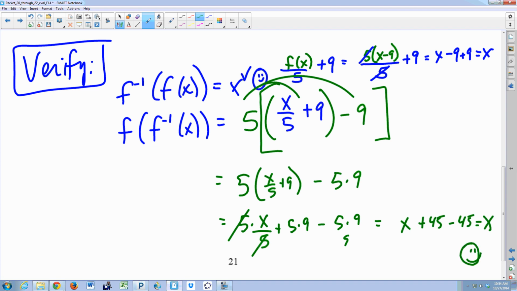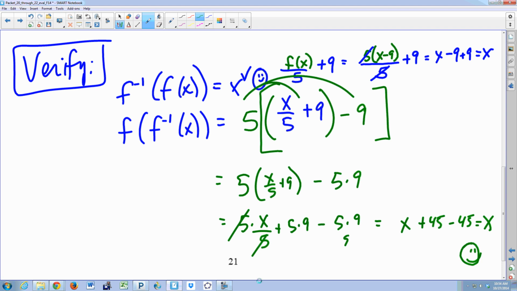I'm relieved. I know I'm going to get my full 8 points for this question on my test because I verified that these two are inverses for all x's. Remember, we talked about checking for one value, one coordinate, an x and a y, but that only shows it for that particular point. This shows it for all x's in your domain.